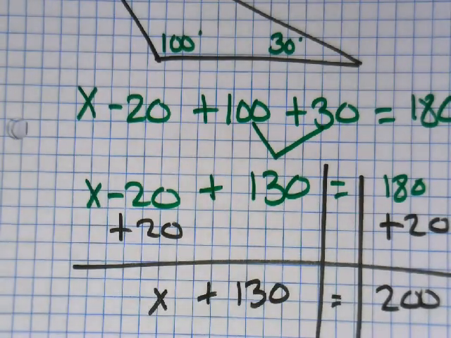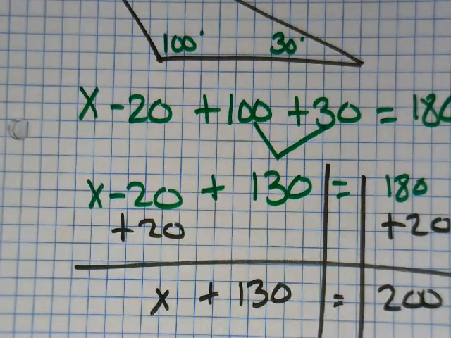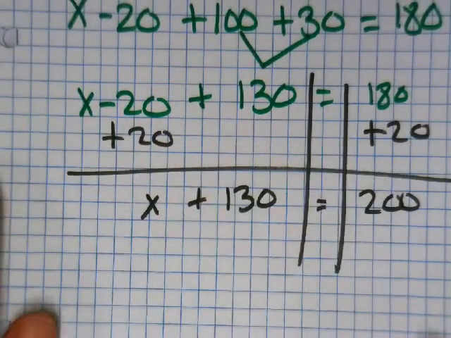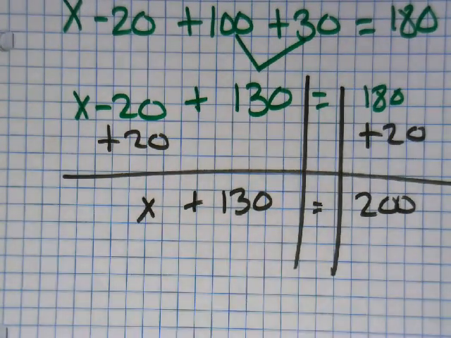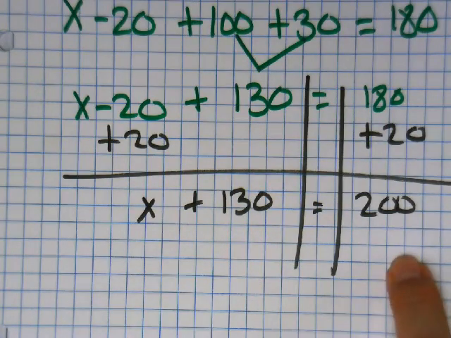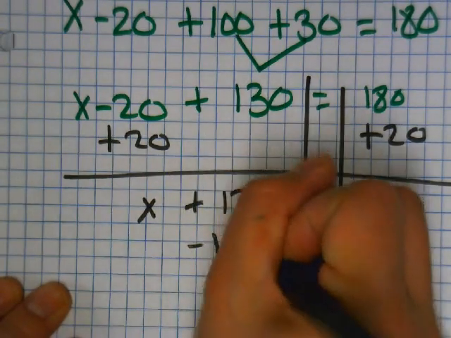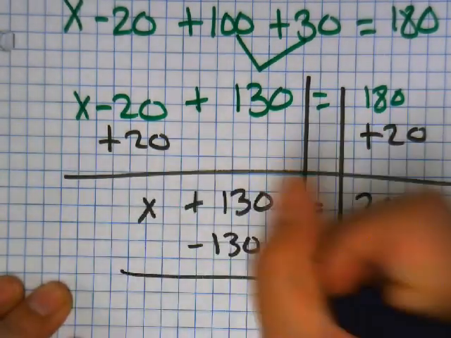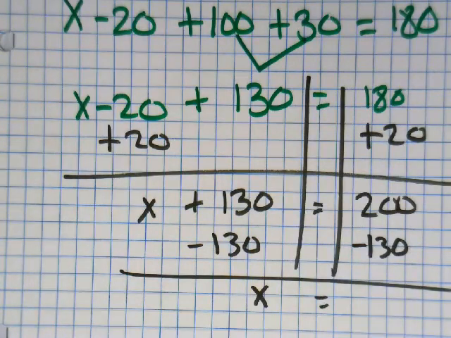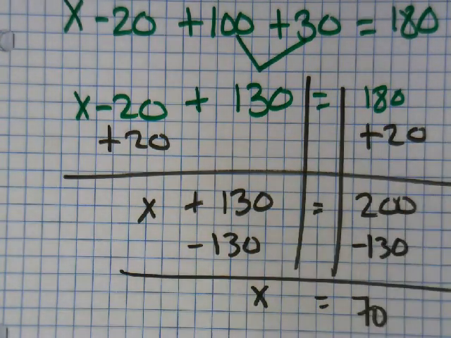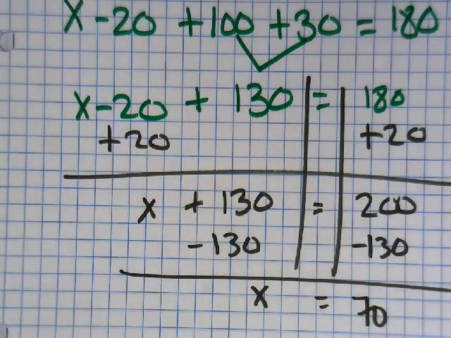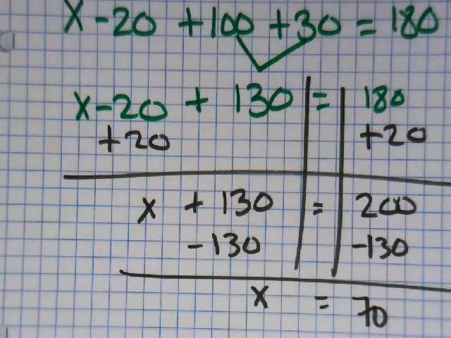Okay, now we have x plus 130 equals 200. So I moved the 20 first because it said minus 20, and I don't like the minus 20, so I added 20, added 20. I'm left with 200. Now we have a 6th grade problem. How do I solve this? Minus 130, minus 130. What is x equal to? So that's level a billion. Are we okay with this one?